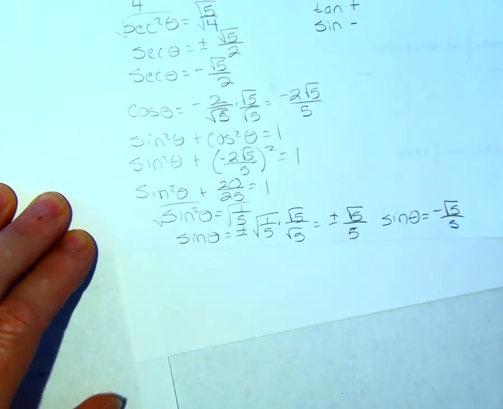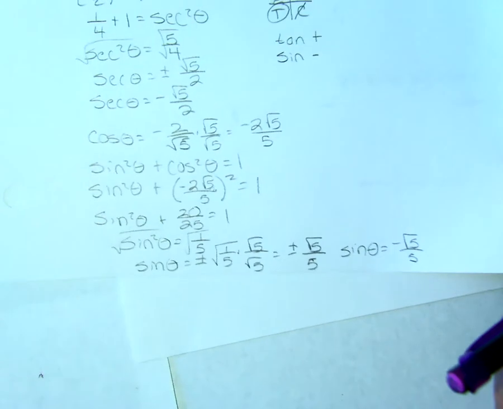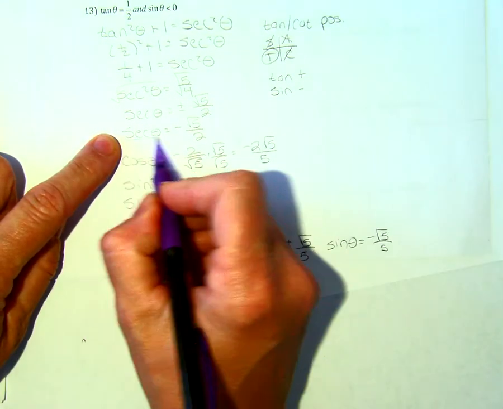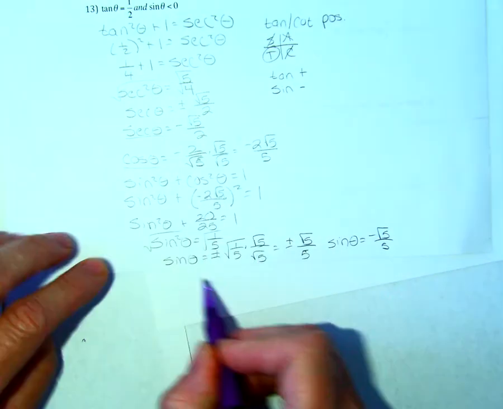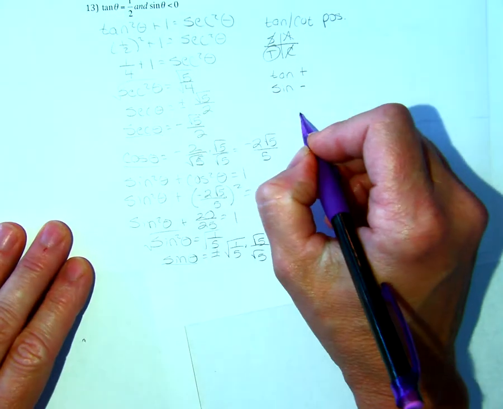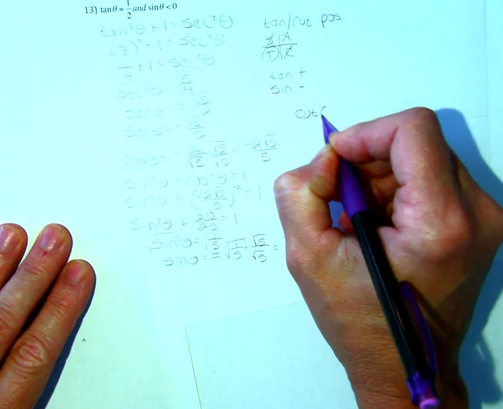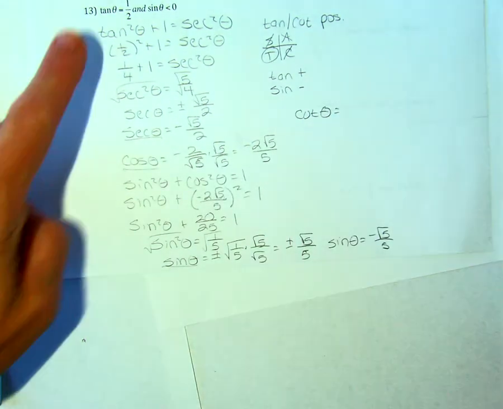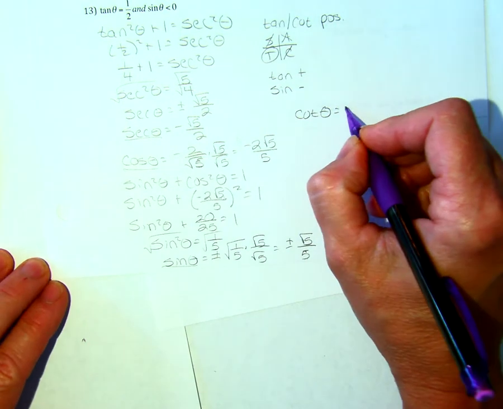All right, so let's see what we need here. We have secant. We have cosine. We have sine. We were given tangent. What else do we need? Well, we need cotangent. So cotangent's reciprocal is tangent. We're going to like this one. If tangent is 1/2, then cotangent's just 2.